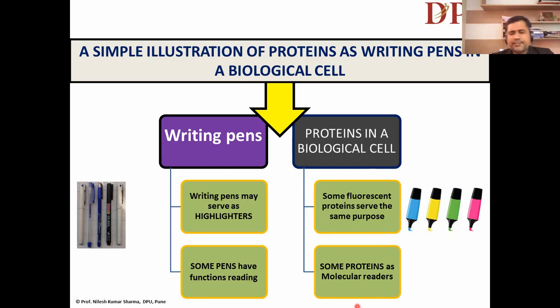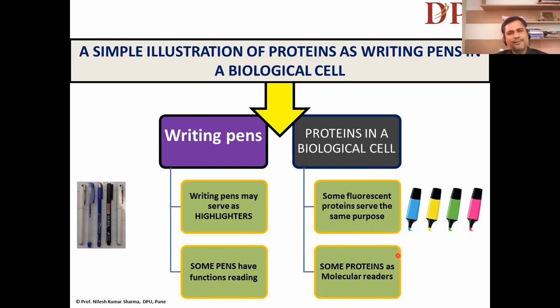And the last point is that some of the writing pens, new technology pens, can also read, record, etc. Likewise, in our biological cell system, it is already discovered that some proteins can serve as molecular readers as a part of epigenetic phenomena. So altogether, if you look at the comparison between writing pens and proteins in a biological cell system, it is almost close.